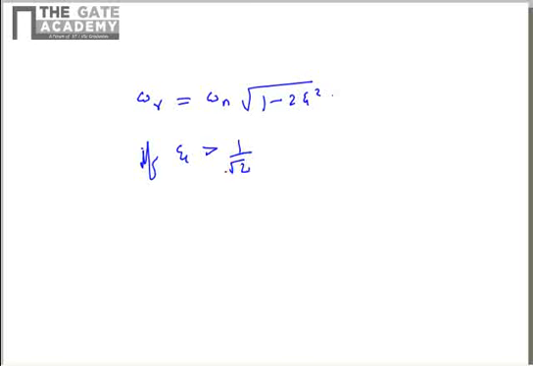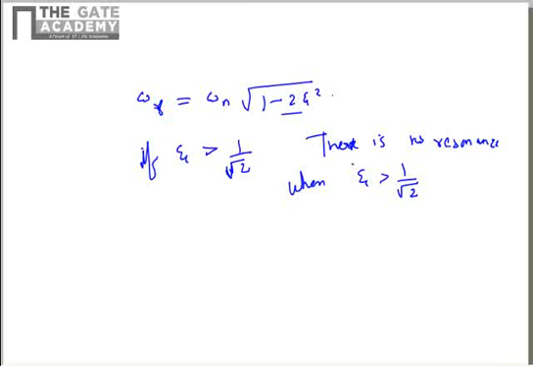Now to see the condition for resonance, the resonance frequency is equal to omega n times square root of 1 minus 2 xi square. So if z is greater than 1 by root 2, then this quantity will be equal to 0. So there is no resonance when z is greater than 1 by root 2, because after that this value will become negative. You will not get any meaningful forcing frequency.